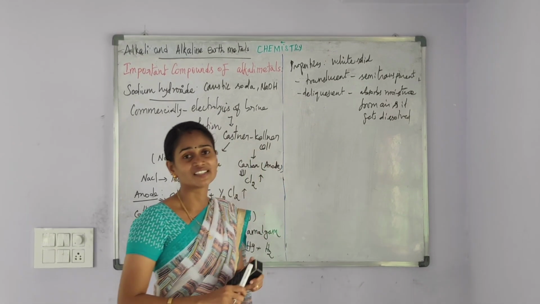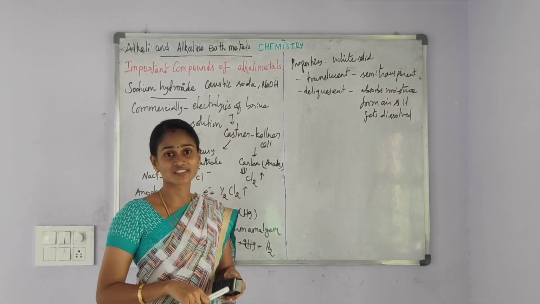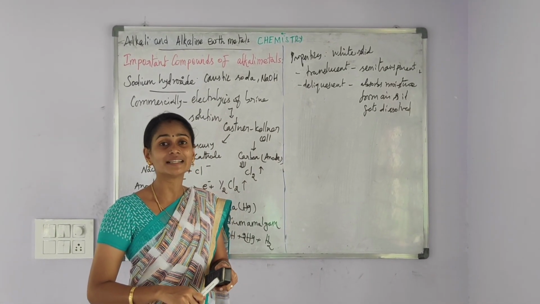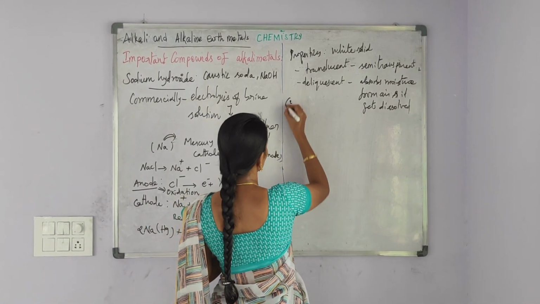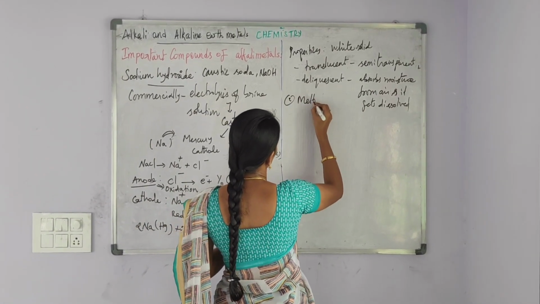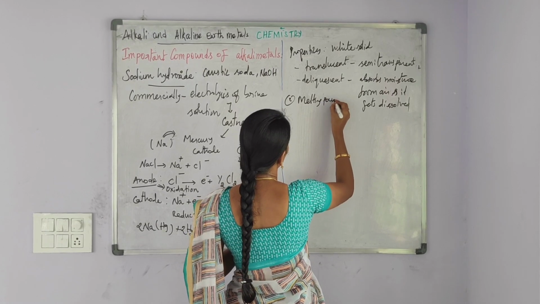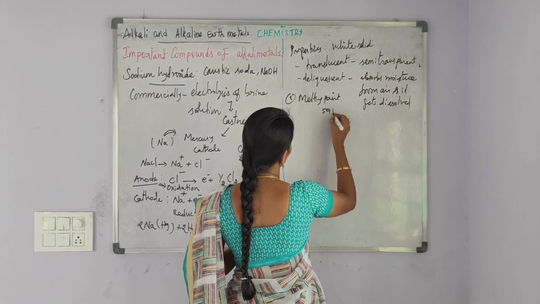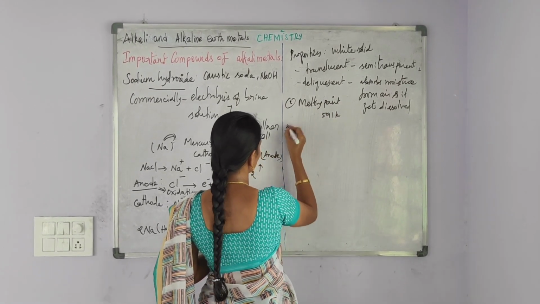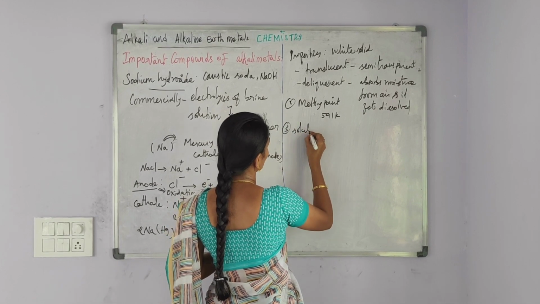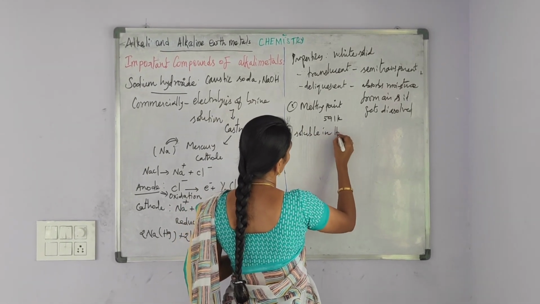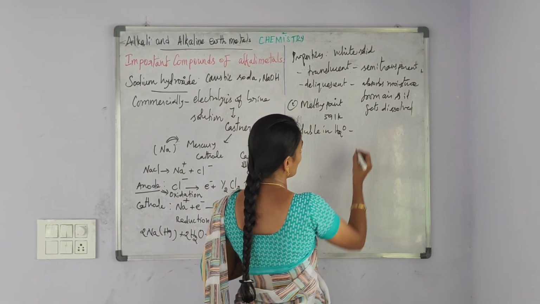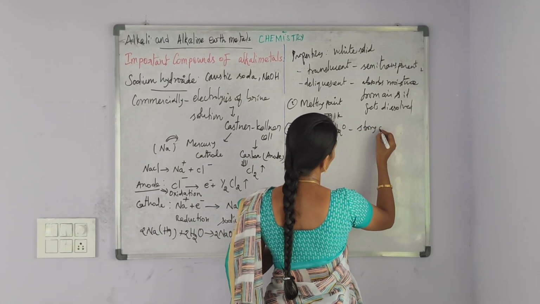Sodium hydroxide is a white solid. It possesses translucent and deliquescent nature. Its melting point is 591 Kelvin. Sodium hydroxide is soluble in water and it forms a strong alkaline solution.